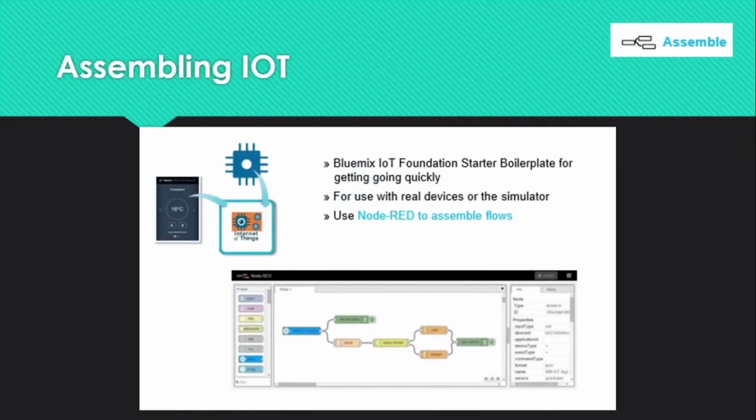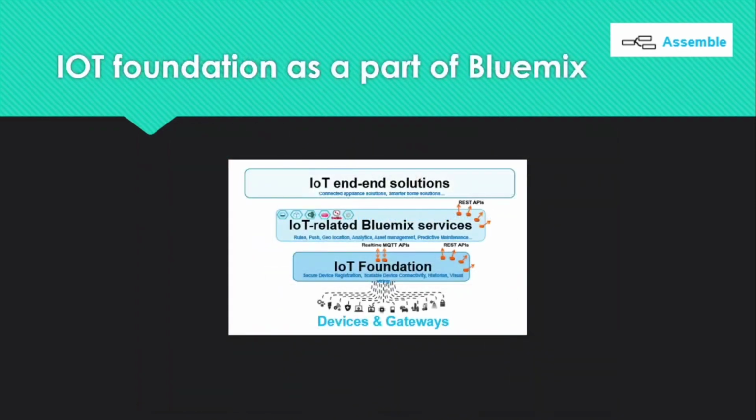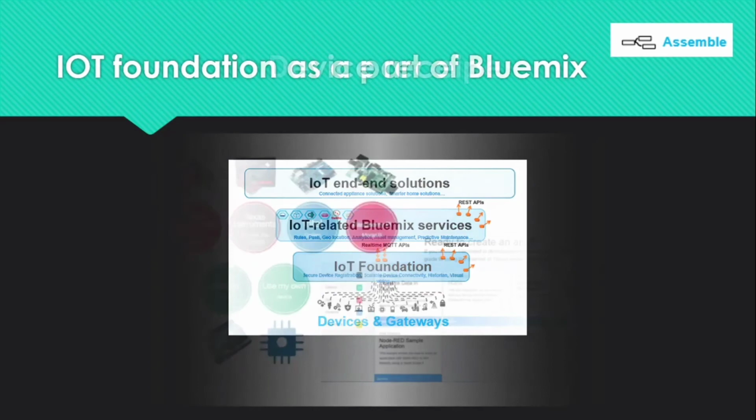And then we have to assemble this, management and control of IoT. So the Bluemix IoT Foundation starter boilerplate is for getting going quickly. For use with real devices or a simulator, use Node-RED to assemble the flows. So we can assemble using software also. These are the end-to-end services. IoT end-to-end solutions, connected application solutions, and smart home solutions are connected to IoT related Bluemix services, and then the IoT Foundation is connected to devices and gateways using REST APIs and MQTT APIs.